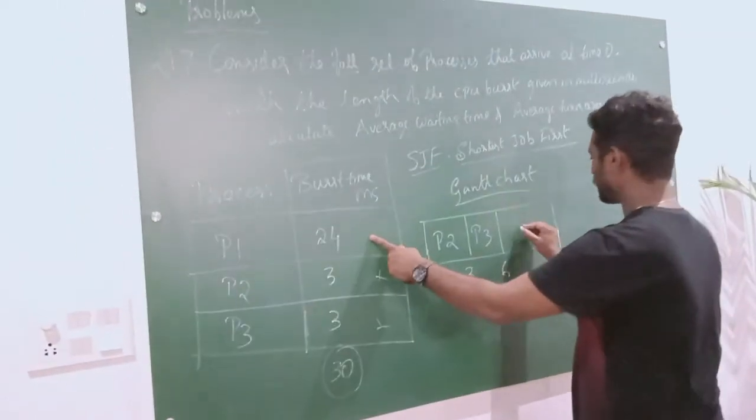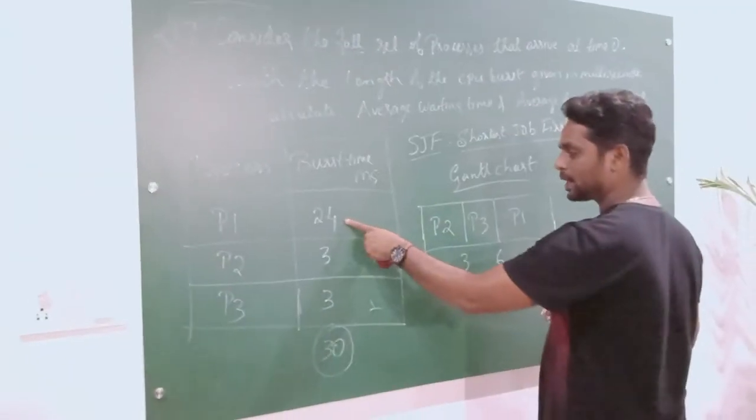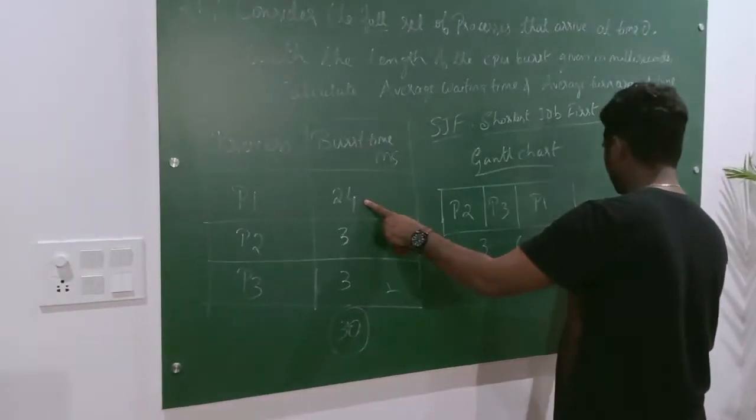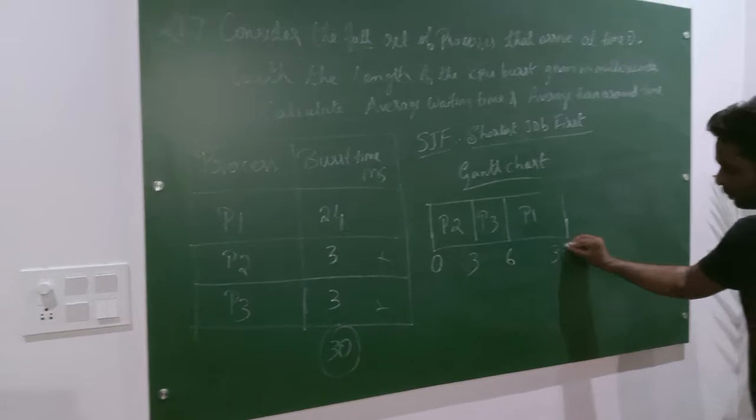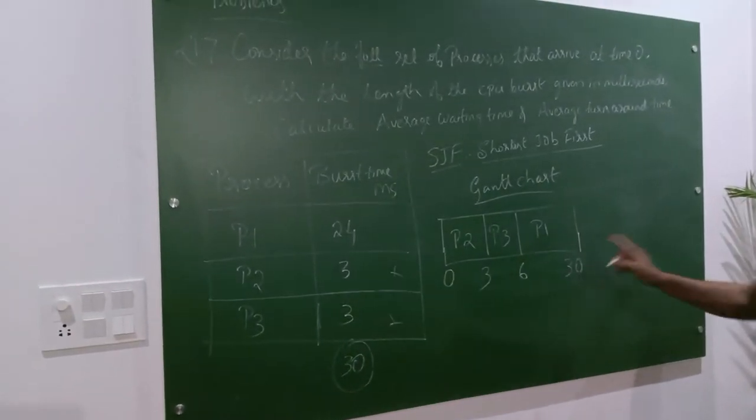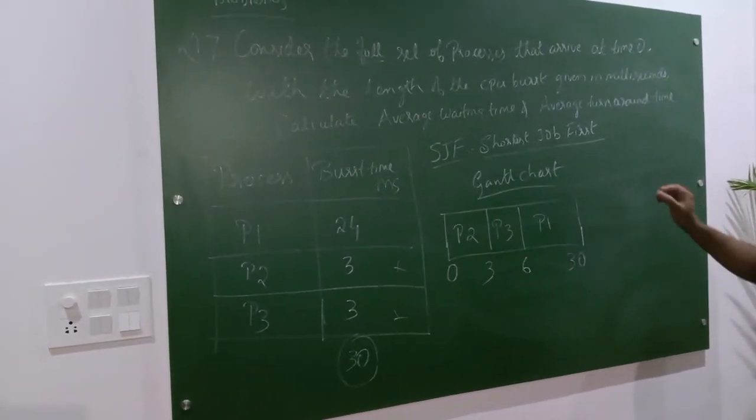After that, remaining is P1. It needs how many seconds? 24. 24 plus 6 is how much? 30. See, 30, 30. So it should come to 30 itself. Whatever the total burst time is, it should be at the end. So this is your SJF.